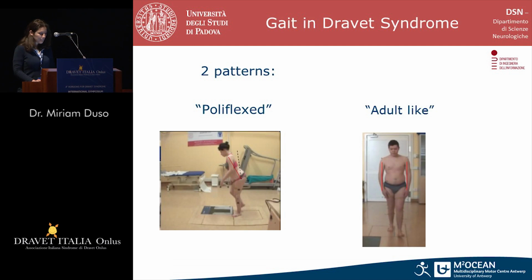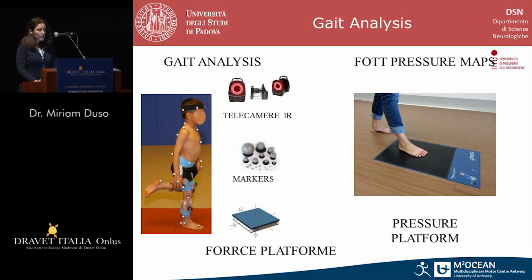We're studying gait pattern with patients with Dravet Syndrome. What we saw is that there are two patterns, polyflexed and adult-like. Unfortunately, not all the kids, not all the patients with Dravet disease can undergo a full gait analysis because of the lack of the necessary degree of cooperation.